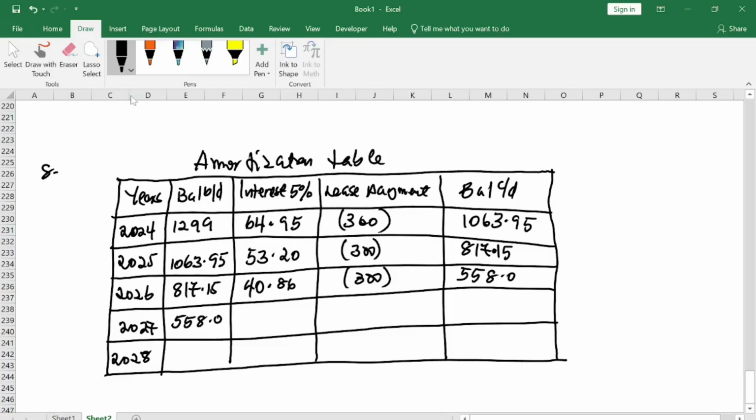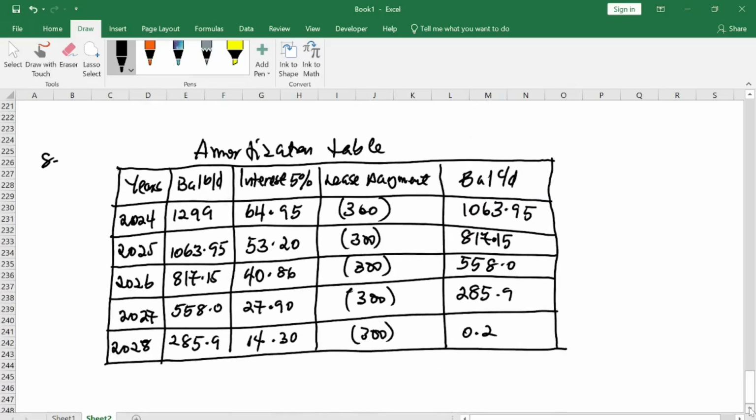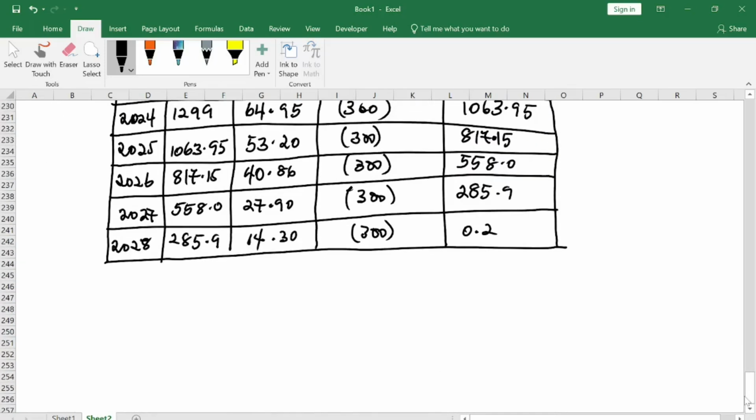Which is 558.0. So here we have 27.9. So here gives me 285.9. So interest is how much? 14.3 plus 285.9, and that was 300. So here it gives me 0. All right, so that is our amortization table. We are done with the amortization table.